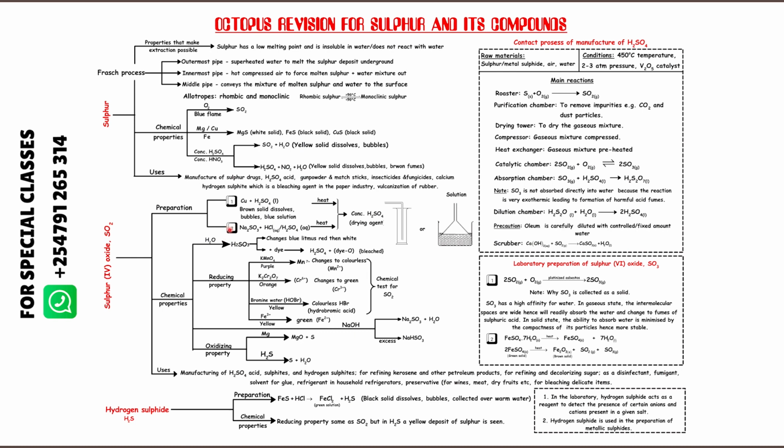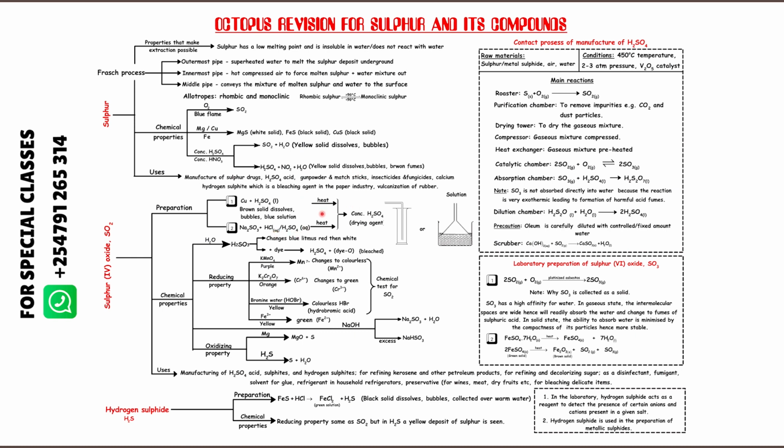Then we have now the other method of preparing sulfur 4 oxide, which is sodium sulfite reacting with either dilute HCl or dilute sulfuric 6 acid, whereby the products are sodium chloride plus sulfur 4 oxide plus water.